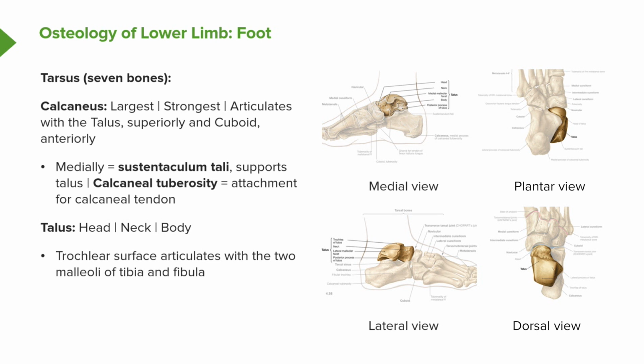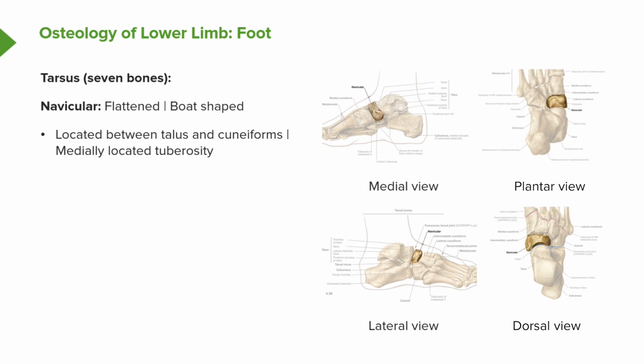The trochlear surface, which we can see here, so we have the trochlear surface, similar to the trochlea that we have in the upper limb, allows for articulation with the 2 malleoli coming from the tibia and the fibula. And we'll appreciate that this is wedge-shaped, allowing for strengthening of the ankle joint during various movements.